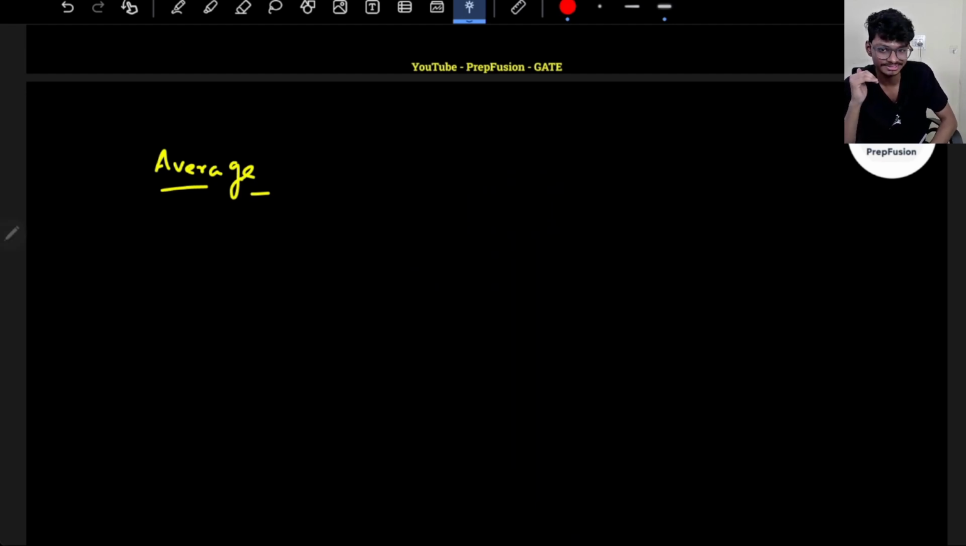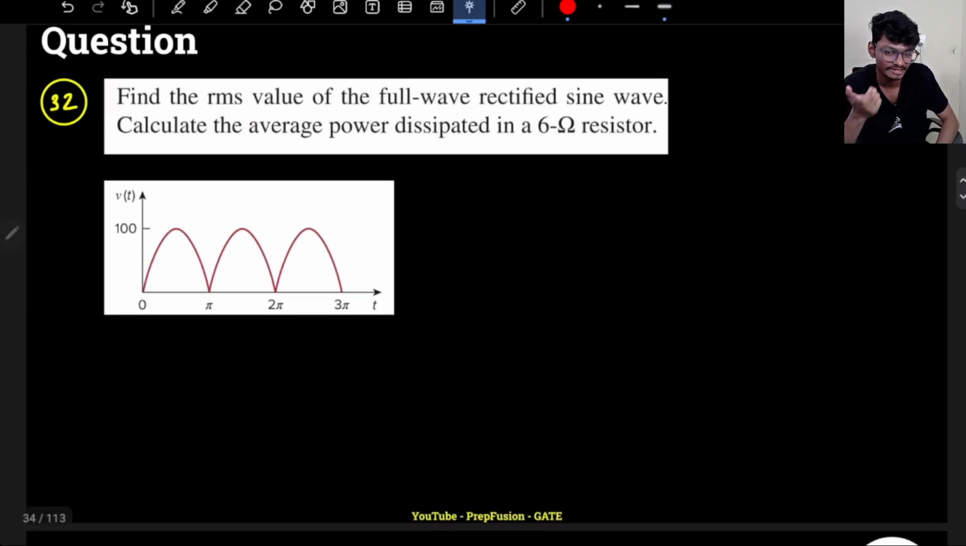Let's first discuss the average value of this. This is a rectified sine wave. What does a rectified sine wave mean? A sine wave initially from 0 to pi is positive, and from pi to 2 pi it is negative. That is what a sine waveform looks like. So what I can say is this.